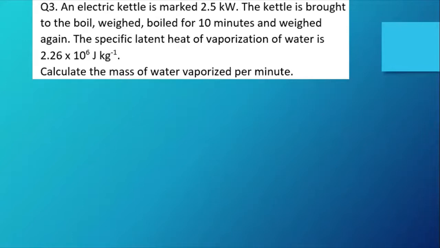Okay. An electric kettle is marked 2.5 kilowatts. The kettle is brought to the boil, weighed and boiled for 10 minutes and weighed again. The specific latent heat of vaporization of water is given. Calculate the mass of water vaporized per minute. Well, let's calculate the mass of water vaporized in total and then work out the mass of water vaporized per minute. You might want to pause and try this calculation yourself.